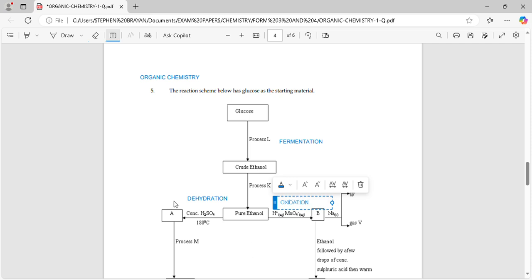And remember, when you perform dehydration of ethanol, you form an alkene. When you dehydrate alkanols, you form alkenes. So if you dehydrate ethanol, you form ethene. If you dehydrate butanol, you form butene. If you dehydrate pentanol, you form pentene. So in this case, because we are dehydrating ethanol, this compound that you're going to form here is called ethene, okay?